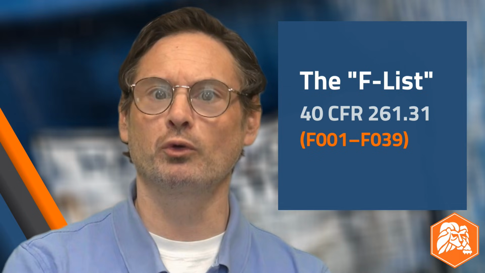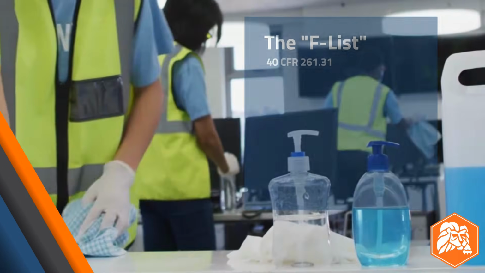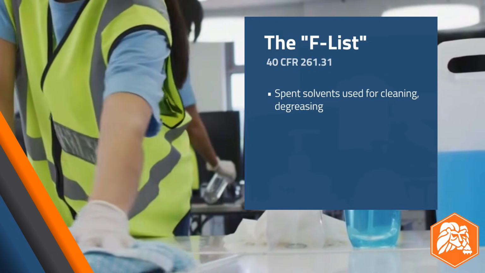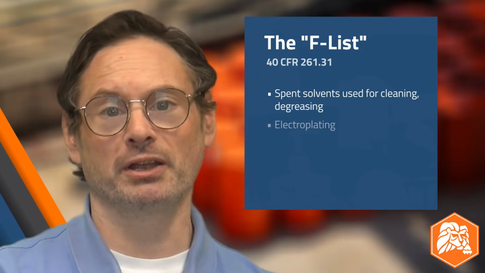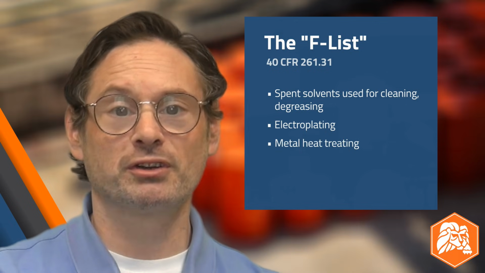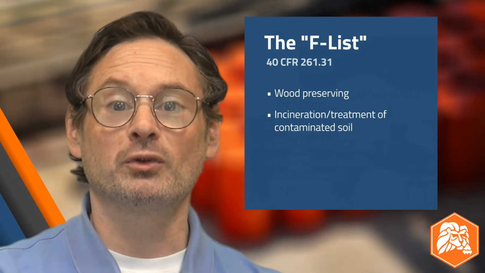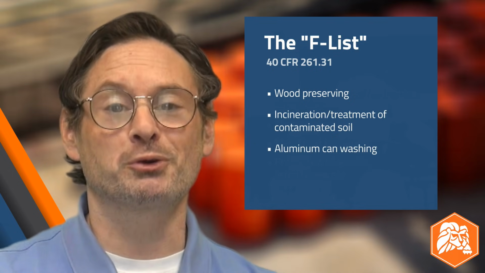F-listed wastes have all been used in some way. They've been through some kind of industrial or manufacturing process. A waste gets an F code only if it was generated by the specific industrial process associated with that code. So what kind of stuff do we find on the F list? First, spent solvents. These are chemicals used for cleaning and degreasing, including acetone, benzene, xylene, TCE, methylene chloride, and many others. Other wastes found on the F list come from electroplating operations, metal heat treating, production of certain chemicals, wood preserving processes, incineration or treatment of contaminated soil, aluminum can washing, and refining petroleum.